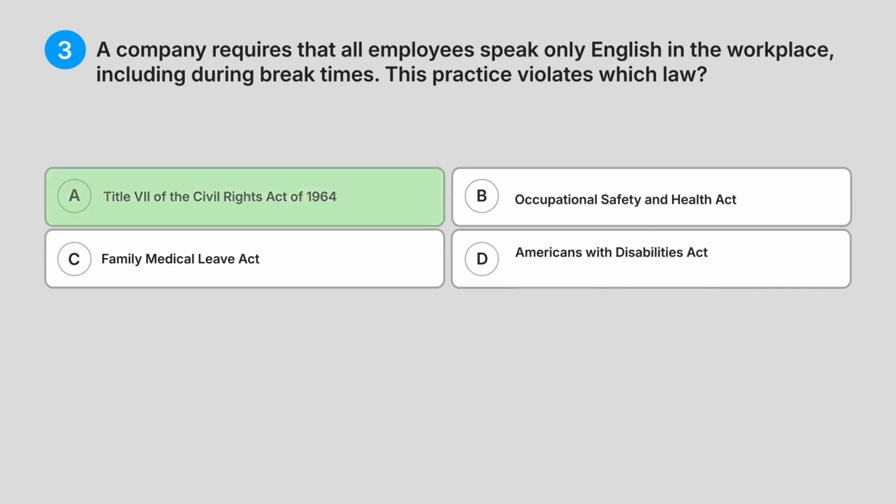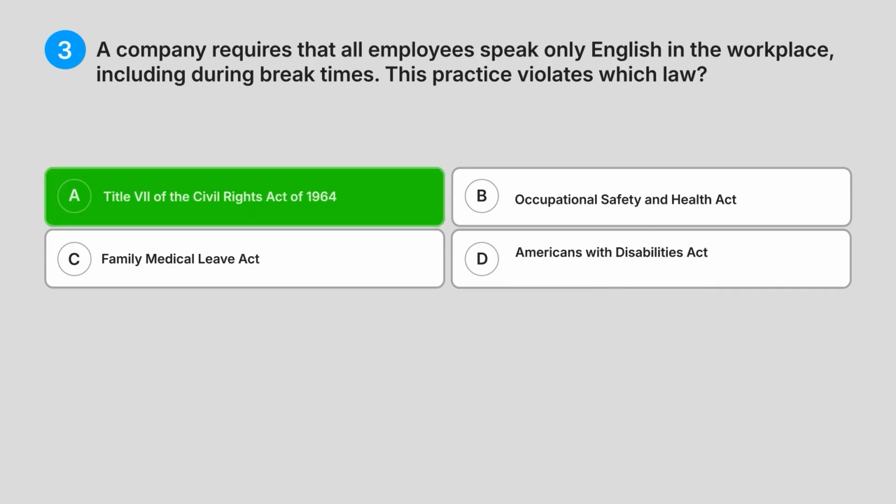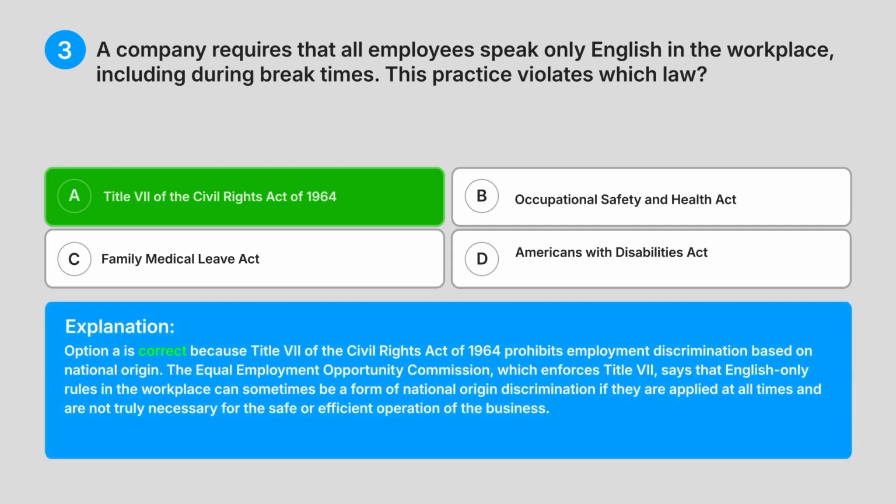Correct answer, A. Title VII of the Civil Rights Act of 1964. Explanation. Option A is correct because Title VII of the Civil Rights Act of 1964 prohibits employment discrimination based on national origin. The Equal Employment Opportunity Commission, which enforces Title VII, says that English-only rules in the workplace can sometimes be a form of national origin discrimination if they are applied at all times and are not truly necessary for the safe or efficient operation of the business.